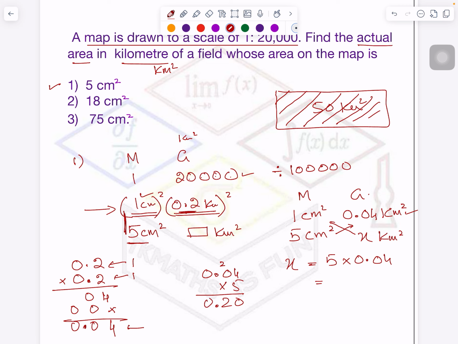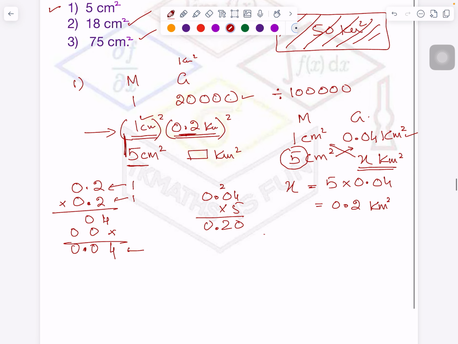So it will be equal to 0.2, and what will be the unit? Absolutely right, it is on the ground, so it is square kilometer. You understood? Similarly for 18 and 75. So instead of 5, you will write 18 here and then 75, and you will get the answer. So let's do it quickly. For part 2, if I'm changing the color, if I do 18 here, what will it be?